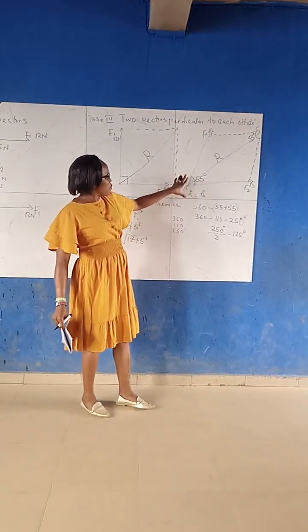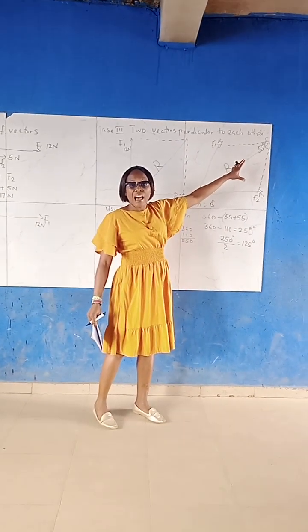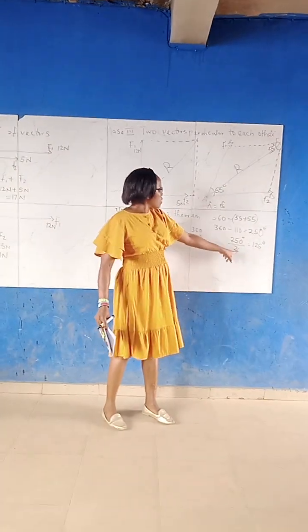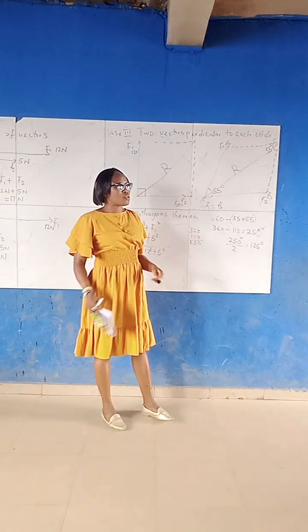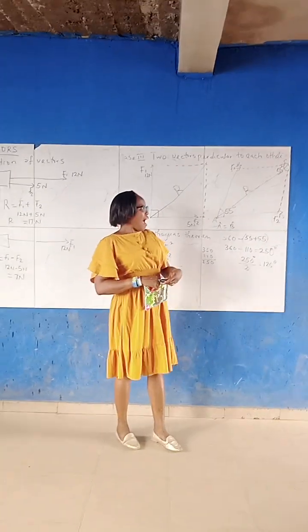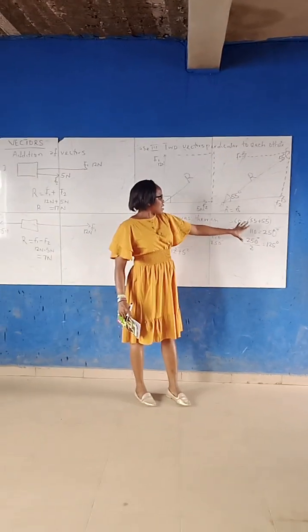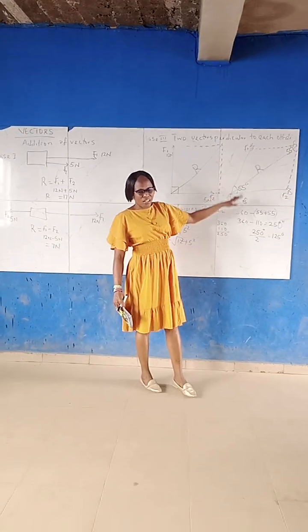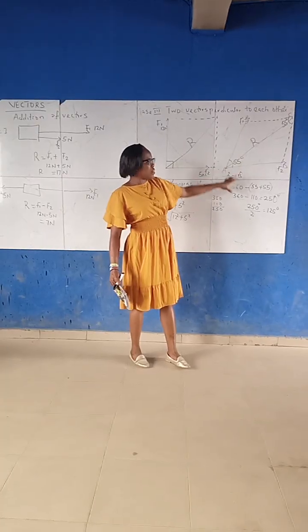So it should be easy for me now to get my resultant. I can make use of the cosine rule. I'll make use of the cosine rule to get my resultant. So when you have two vectors acting at an acute angle to one another, this is how you are going to solve it. You must know the properties of a parallelogram before you can solve questions based on this.